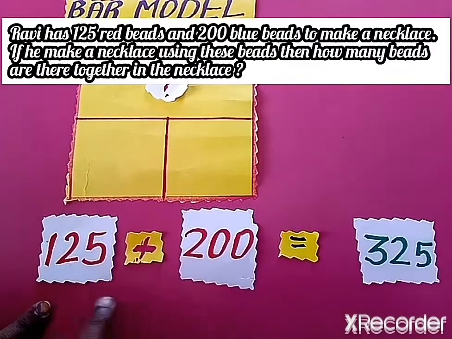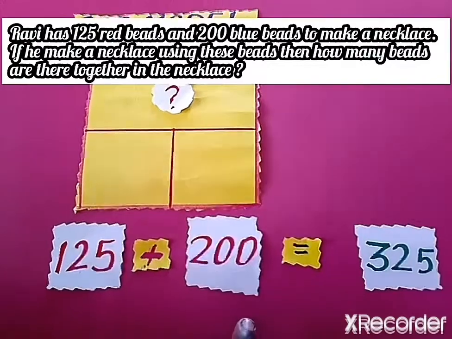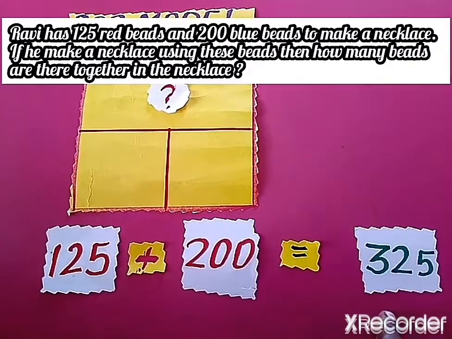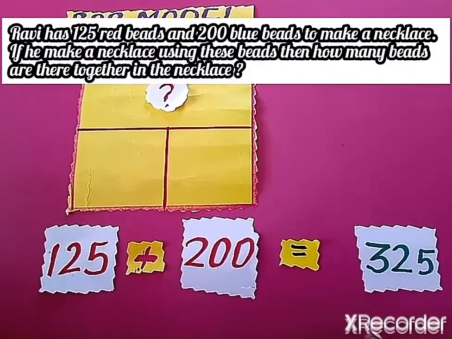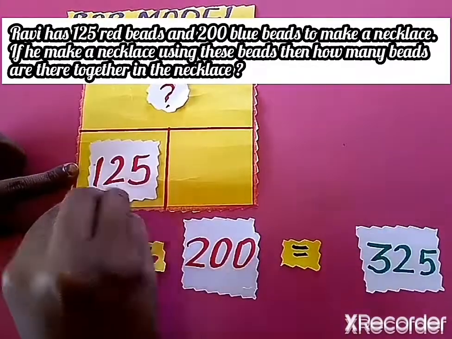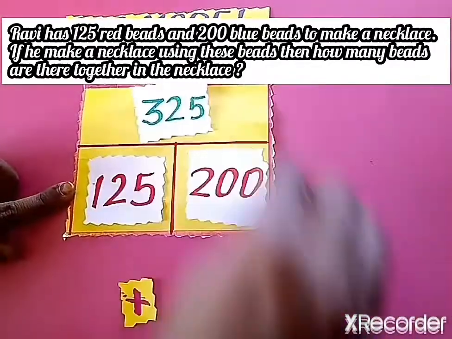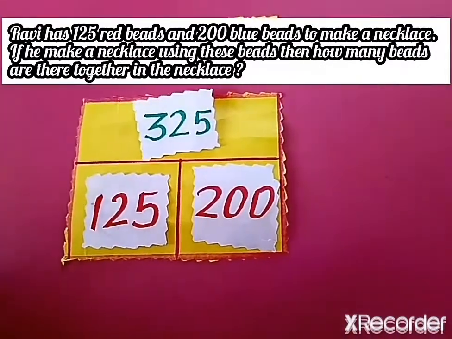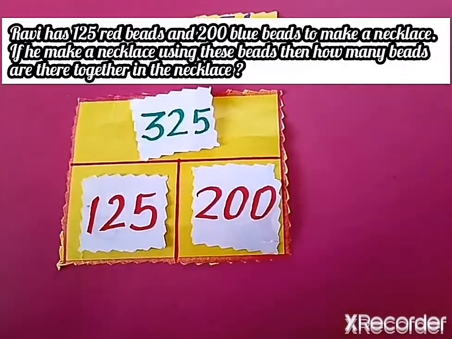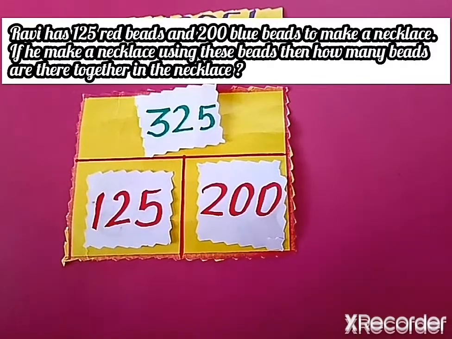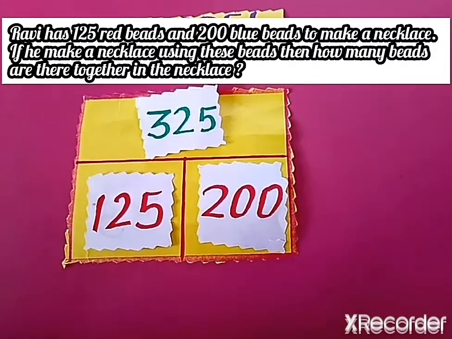So 125 plus 200. If you do your addition, you get the answer as 325. Okay, so my part numbers are 125 and 200 and my whole number is 325. So the total number of beads in the necklace will be 325. So this is how you can use the bar model to solve statement problems.